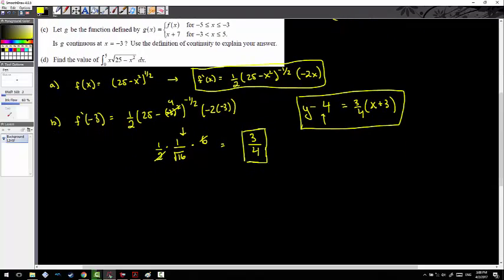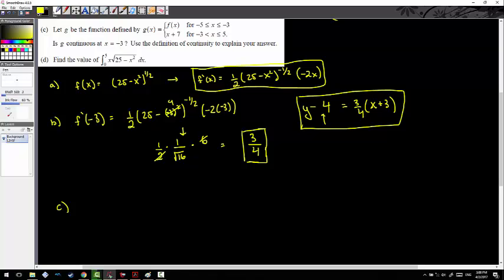Part C, they're asking us, let g be the function defined by g of x being a piecewise function. And it's asking, is g continuous at x equals negative 3? Use the definition of continuity to explain your answer. Okay. Well, how do we test continuity? I'm going to make sure that the limits from both sides agree, and then I'm going to see what the function is there.